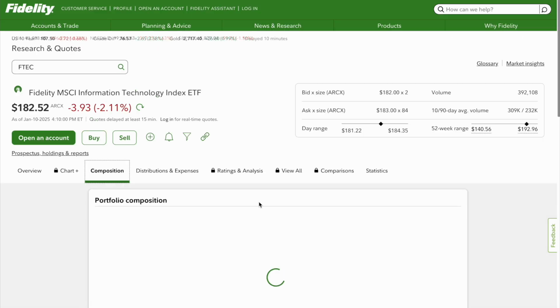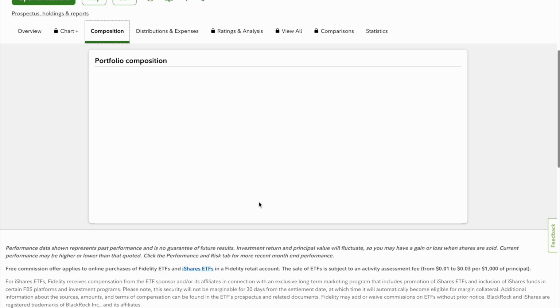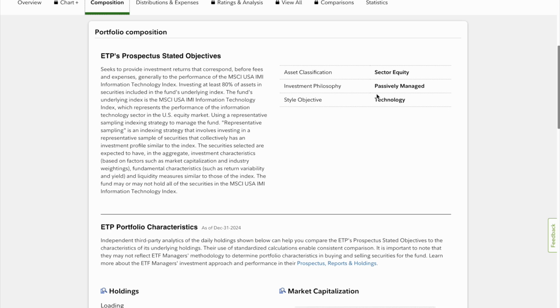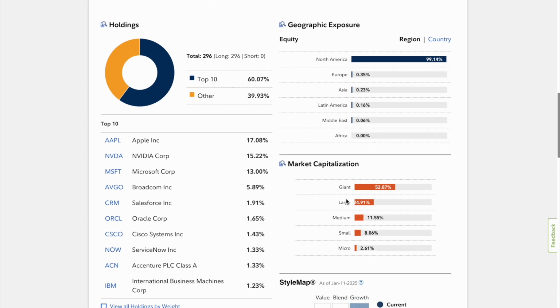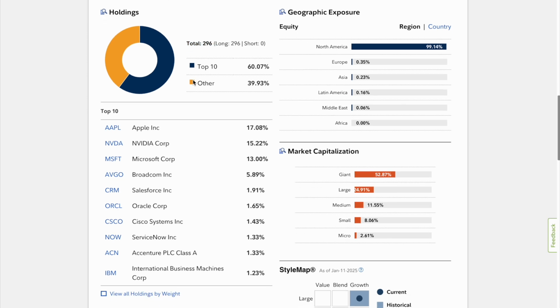Now, let's look at the composition in more detail. As you see here, it is passively managed, it is technology, and it is sector equity. FTEC invests about 80% of its assets in the MSCI Information Technology Index. Looking at the holdings, instead of holding 45 companies compared to FSELX, FTEC holds 296. So as we said before, the top 10 holdings make up 60% of FTEC.